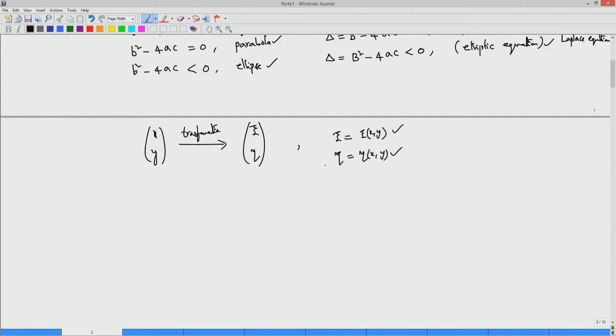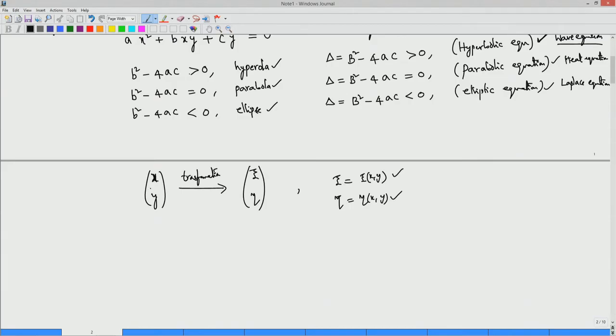When you change the variables x, y to xi and eta, note that x and y are linearly independent variables. In the same way, when you go to the new variables, xi and eta should also be linearly independent variables. The transformation from x, y to xi, eta is actually a vector valued function from R2 to R2. So, you go from the xy plane to a new plane.